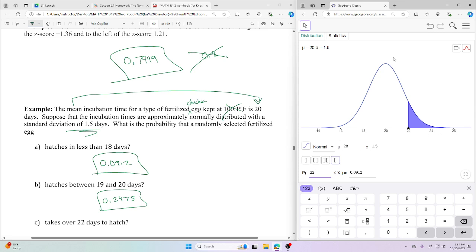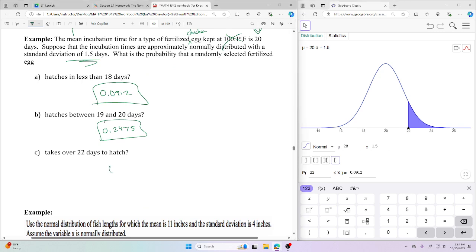Okay. They don't want to come in. It's fine. 0.0912. Anyways, back to chicken eggs. Chicken eggs are pretty cool. You hatch them, get little chirp chirps. See ya.